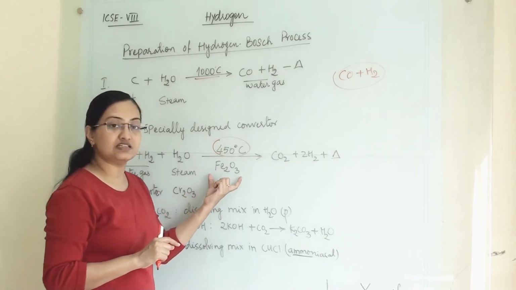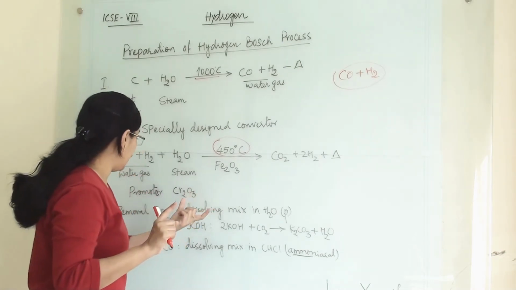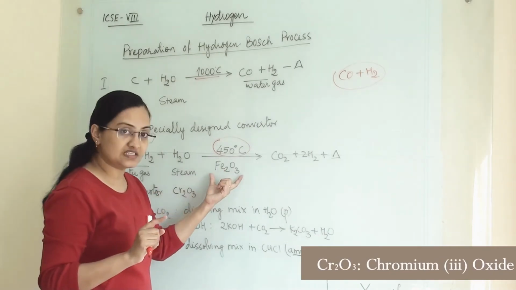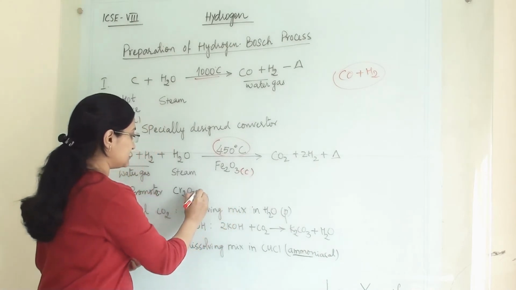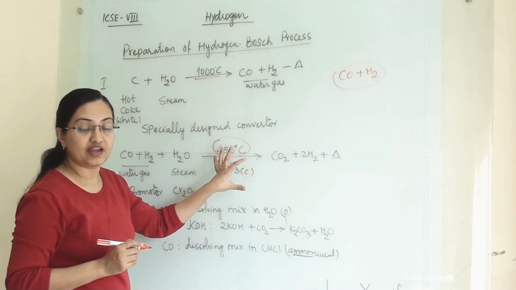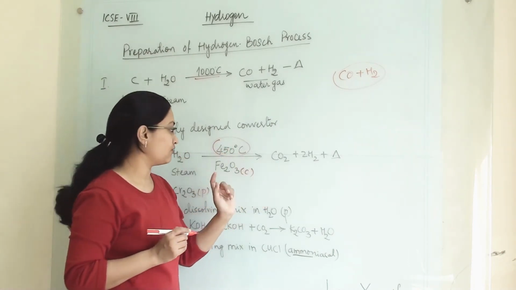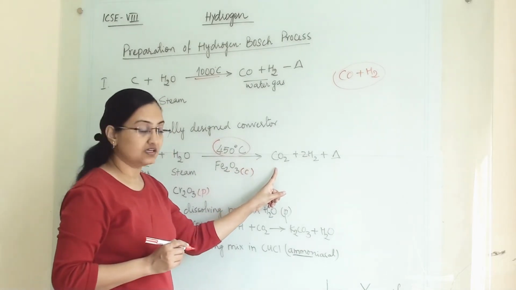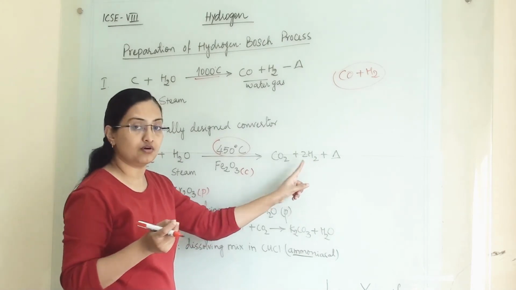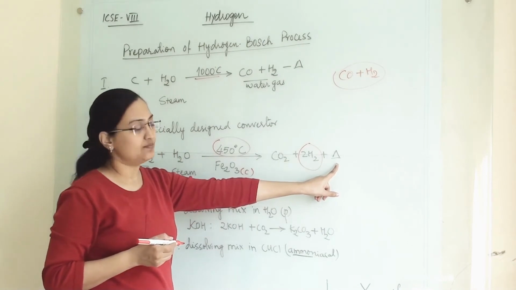Our catalyst is Fe2O3, that is iron(III) oxide, and our promoter is Cr2O3. So this is the catalyst, and this is the promoter. With the help of these two, our reaction rate will become faster and this reaction will move in the forward direction. And we will get carbon dioxide, some traces of carbon monoxide, and our product, that is hydrogen gas, and a lot of heat energy will be released.